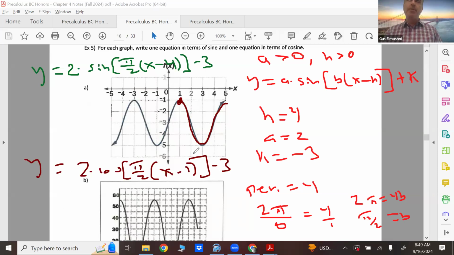We'll do something similar for cosecant, secant, tangent, cotangent graphs, like writing the equations from them. Not today, but maybe tomorrow I might print a worksheet and have you guys practice that, because it's good stuff to do.